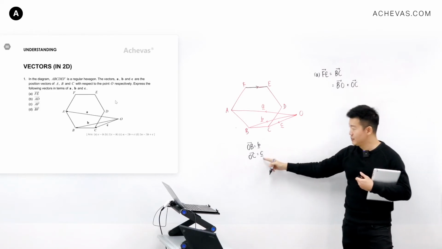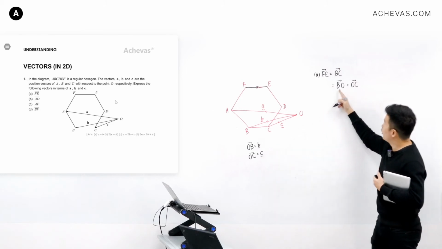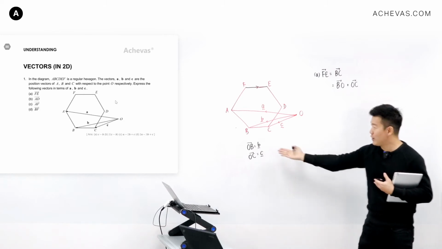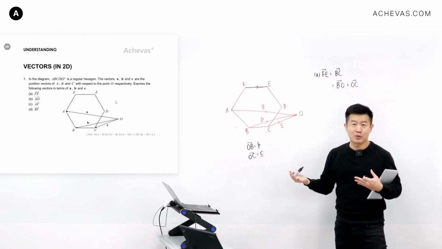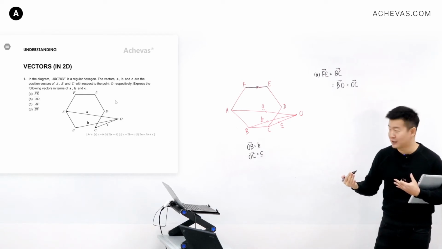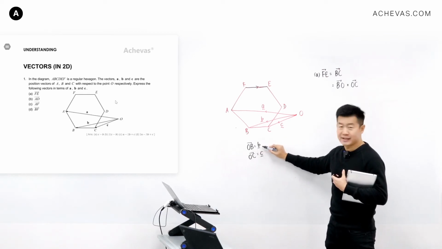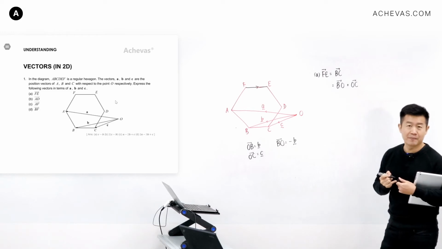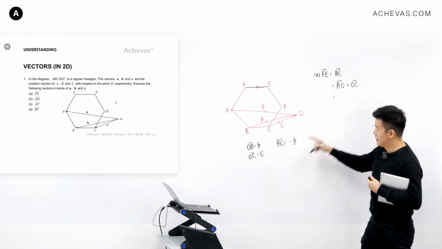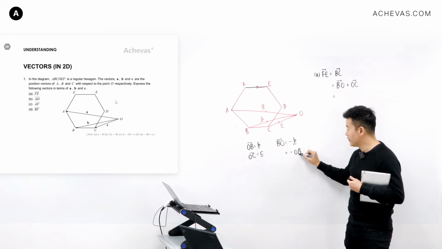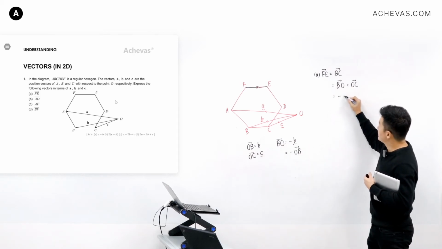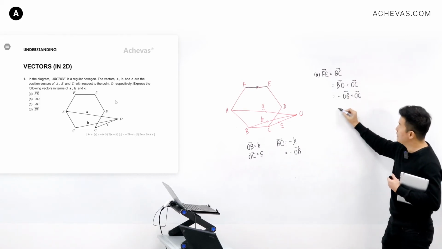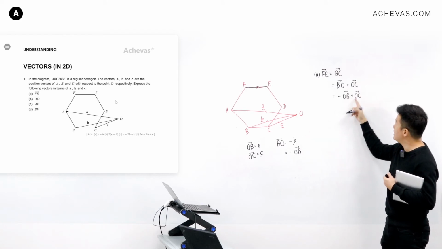O to C is fine because O to C is just this vector C. But B to O, we don't yet have. We have O to B. How are they related? They are negative vectors, which means that if OB is B, then vector BO is minus B. So we can write this as the negative of vector OB plus OC. We can already get our answer: minus B plus C.